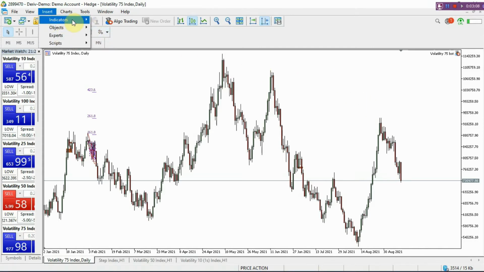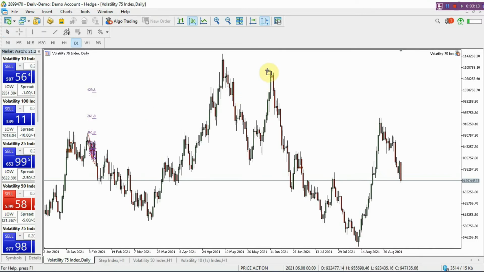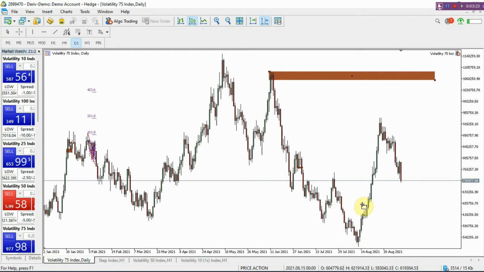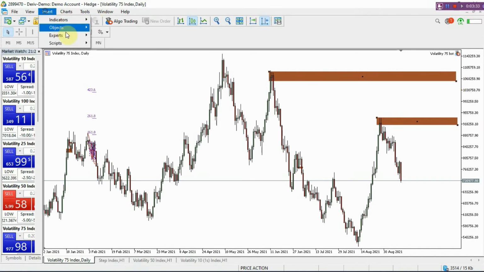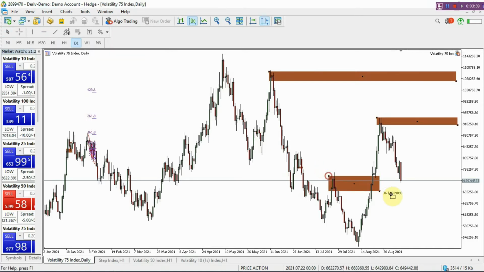So I'm going to be marking out the zones I'll be looking at with my rectangle. I have this key point I'm looking at. I have this key point to be looking at here. Let me explain it. And we also have this key point to be looking at here, because that was where price made a push to the downside from.